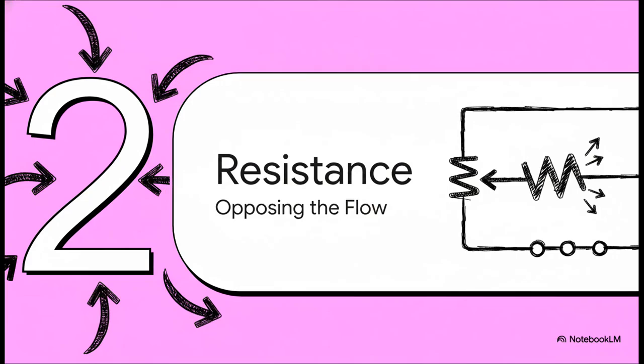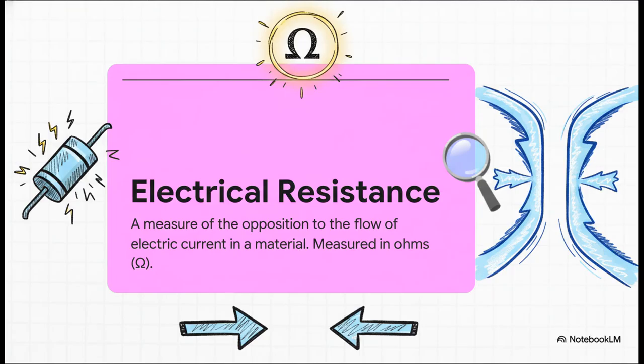Okay, so we've got this flow, but what's stopping it from just running wild? What's holding it back? Well, that brings us to our second really important concept, resistance. Electrical resistance is pretty much exactly what it sounds like. It's a measure of how much a material fights against or opposes that flow of electric current. And we measure this opposition in a unit called ohms, which is represented by that cool Greek letter, omega.